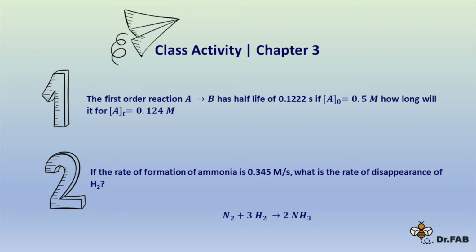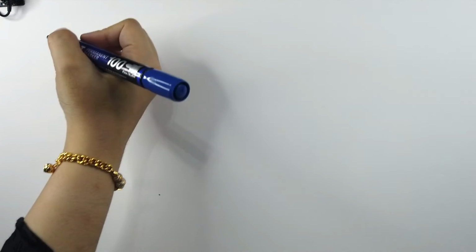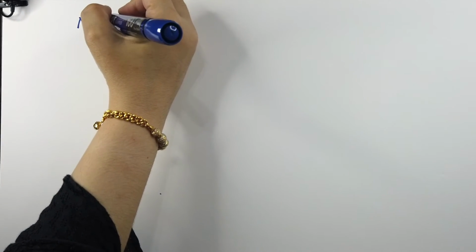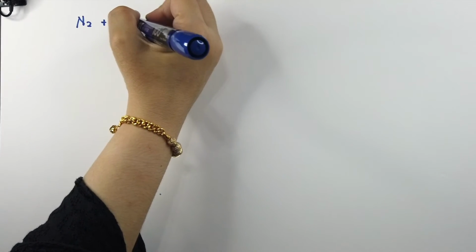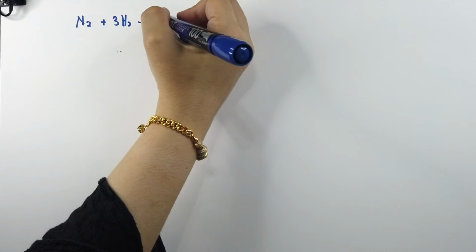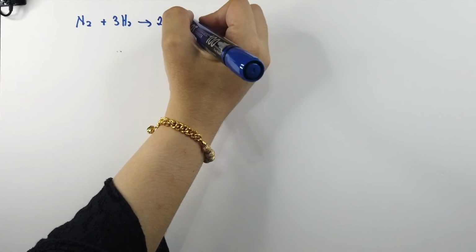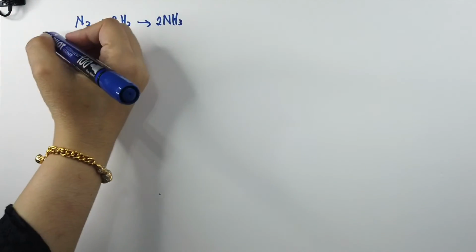Moving on to question number 2. If the rate of formation of ammonia is equivalent to 0.345 mole per second, what is the rate of disappearance of H2? For you to answer this question, you need to write the rate expression. Given in the question is the chemical equation, which is N2 plus 3H2 produces 2NH3. So from here you can write the rate expression.